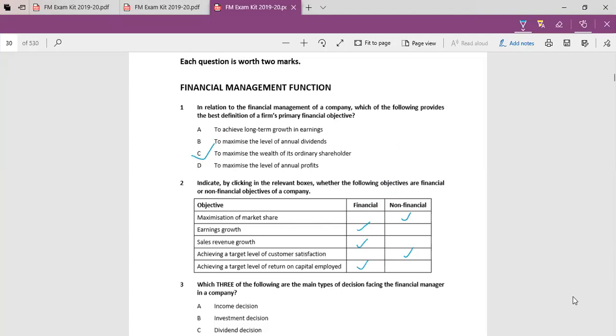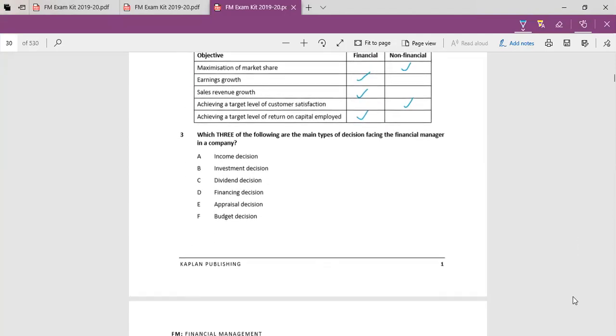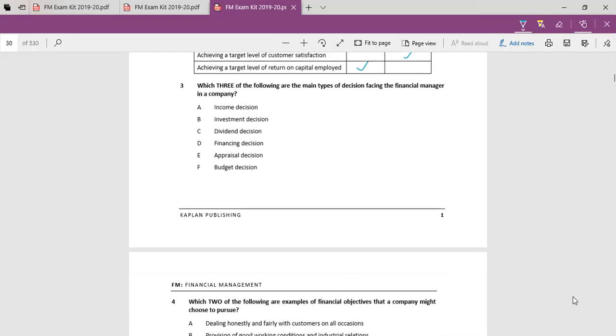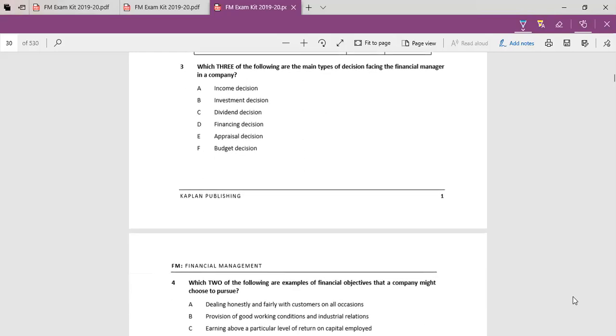Then the third one: which three of the following are the main types of decision facing the financial manager in a company? The three decisions are investment, dividend, and financing. Yes, ma'am, that's right: investment decision, dividend decision, and financing decision.